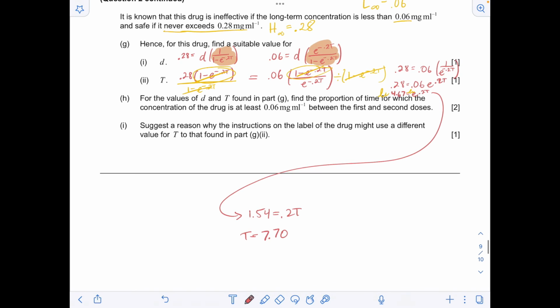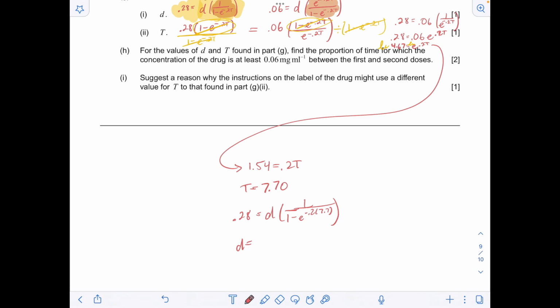So now I will take that 7.70 value of t and substitute it back into one of the original expressions. I'll just go with this one, that H that equals 0.28. So 0.28 equals D times 1 over 1 minus e to the negative 0.2 times 7.7. And when you evaluate that expression and divide both sides by that expression, you get D equals 0.22. So we have achieved our goal.